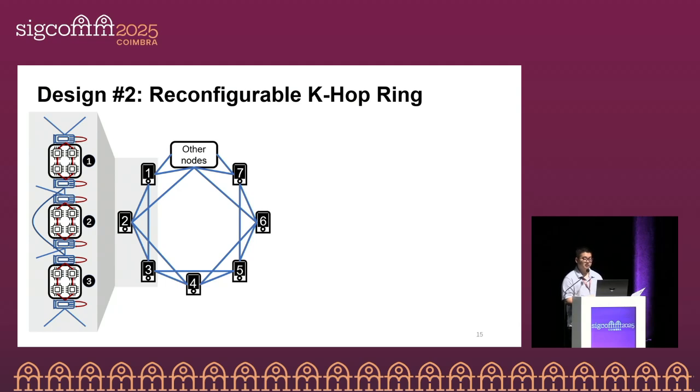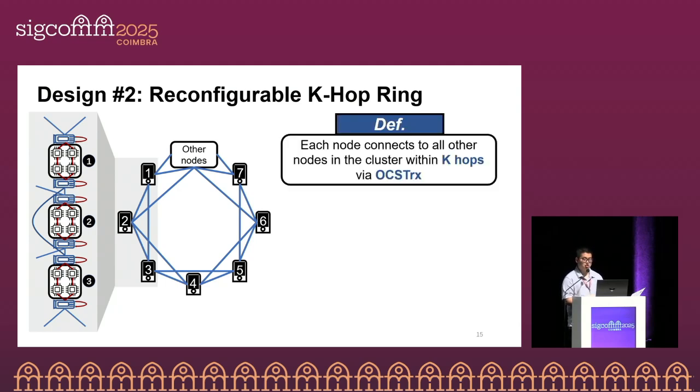The second design is the rectangular K-hopping topology. In the topology, each node connects to all other nodes in the cluster within K hops via the OCS transceiver. On the right is the 2-hopping topology. For instance, node 4 connects to nodes 2, 3, 5, and 6 within 2 hops. On the left is the detailed view of nodes 1, 2, and 3. The red lines denote the intra-node connections, and the blue lines denote the inter-node connections.